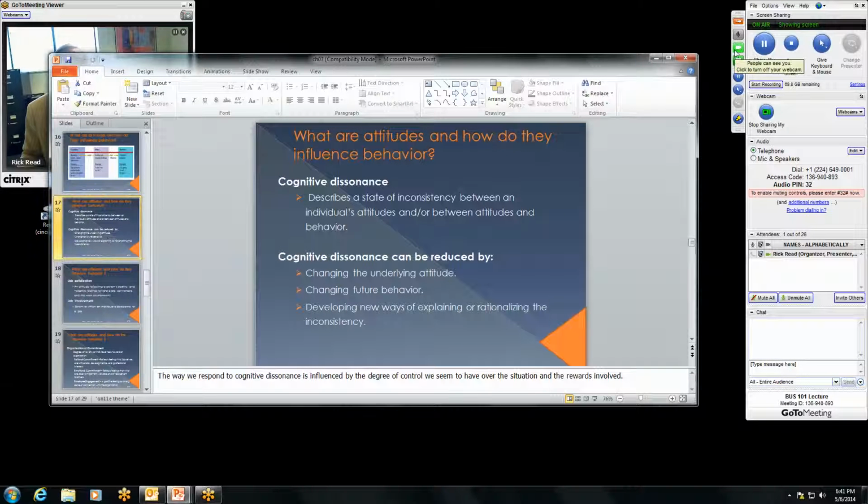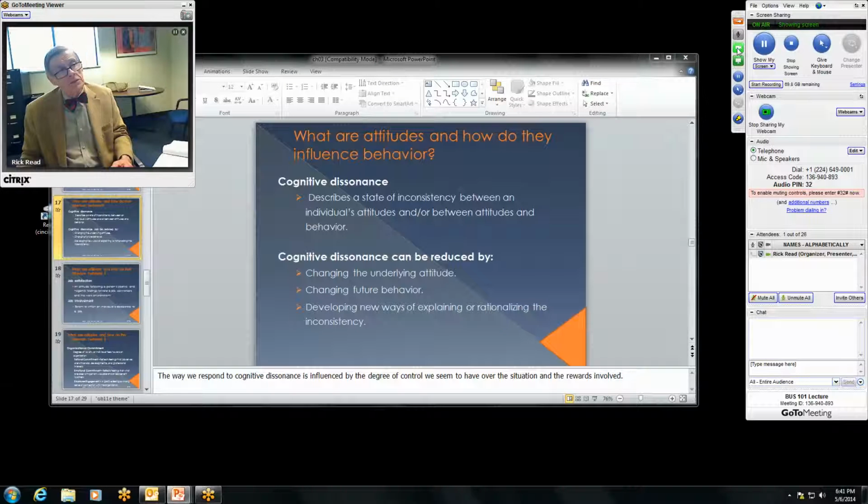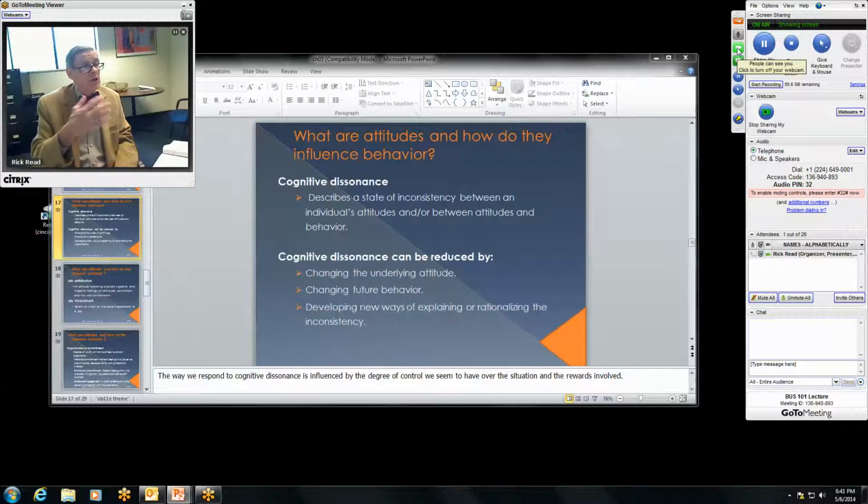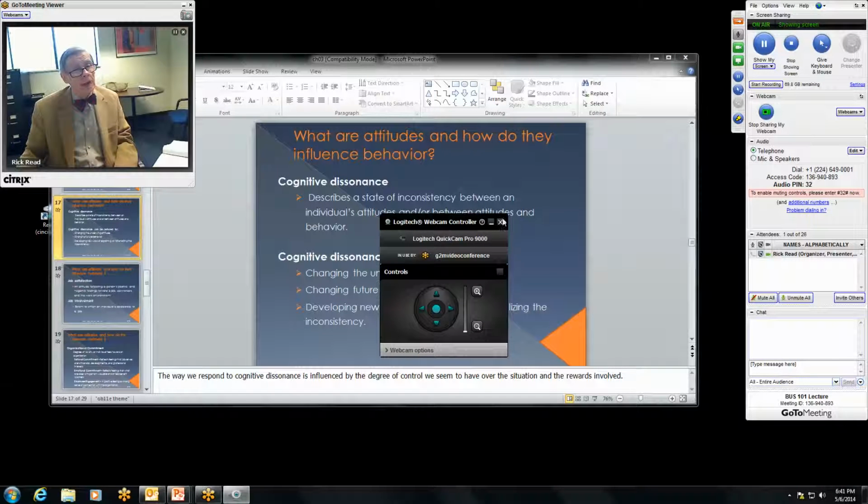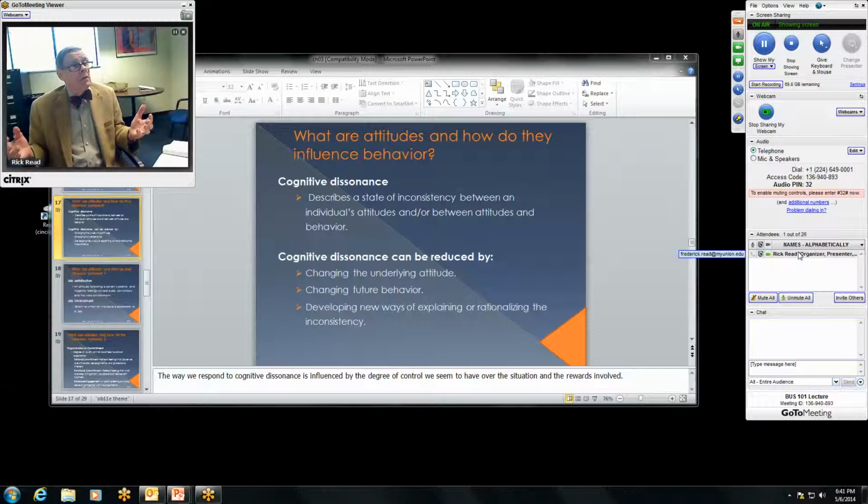Now, cognitive dissonance, we've talked about this before. I'm going to say it a little bit differently here. This is the inconsistency between our attitudes and our behavior, between an individual's attitudes and/or between attitudes and behavior. So it's inconsistent. It can be reduced by changing the underlying attitude, changing future behavior, if we can do that, and then maybe developing new ways to do things or rationalizing what's going on.